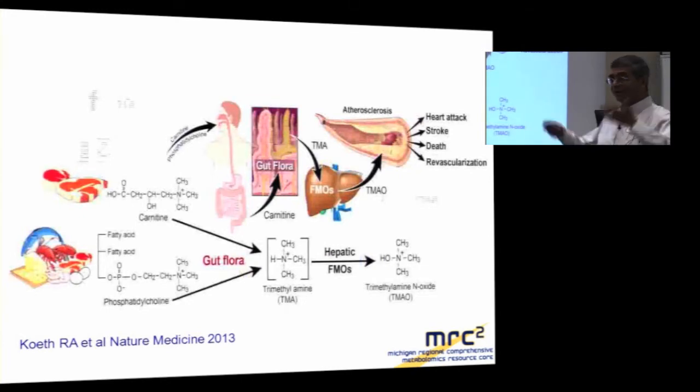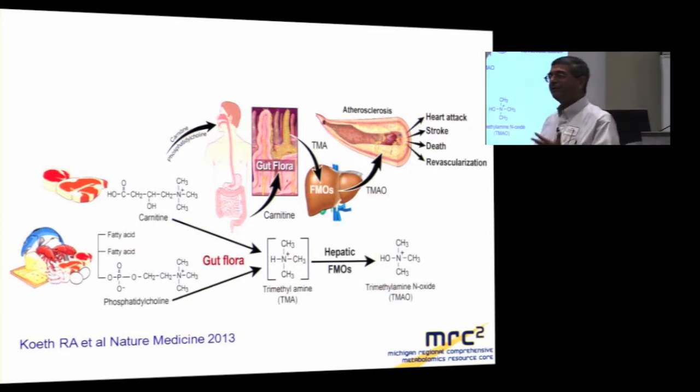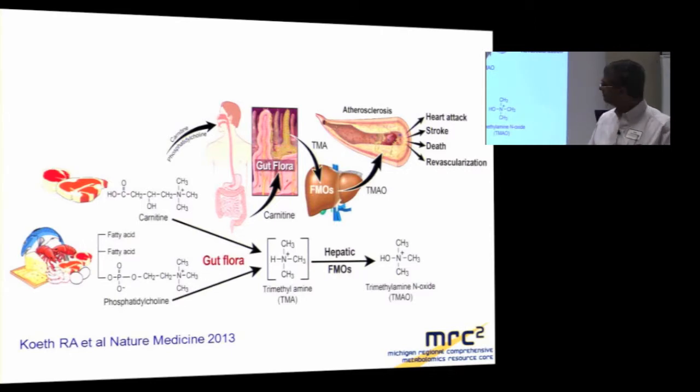Here's their summary slide from this paper, showing carnitine and phosphatidylcholine. Both of them are altered by the gut flora into TMAO, which increases atherosclerosis risk. So you can do many types of this analysis and try to figure out what would be more appropriate for your own work.